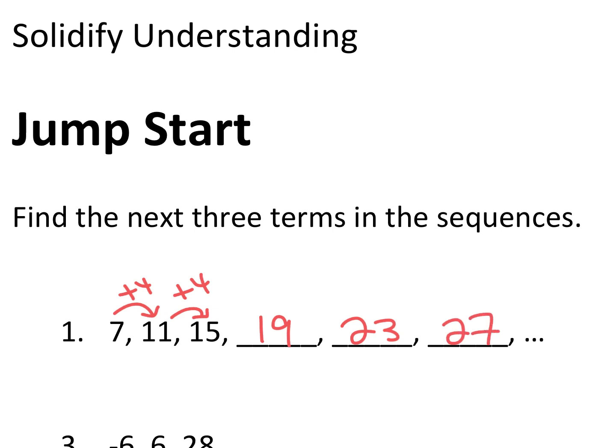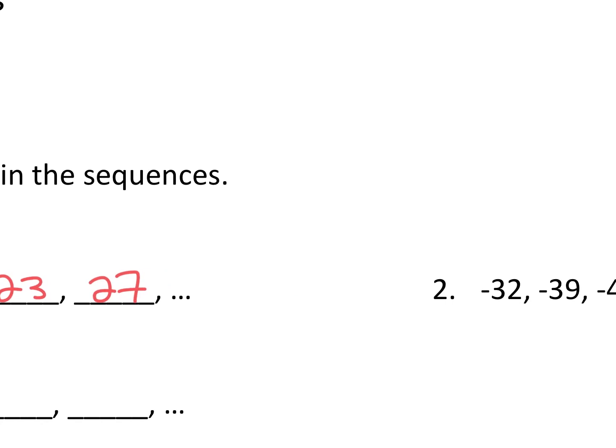Then we go to our second example, and it looks like it's subtracting something because we're getting bigger negative numbers. So what are we subtracting? Looks like we're minusing 7 again. So the next number will be negative 53, and then we'll subtract 7 and get negative 60, and then negative 67.